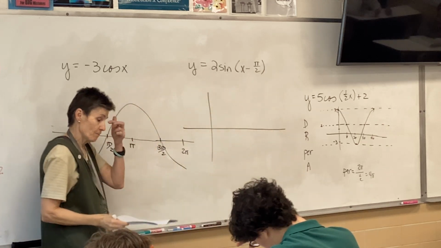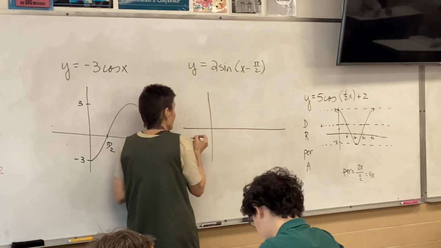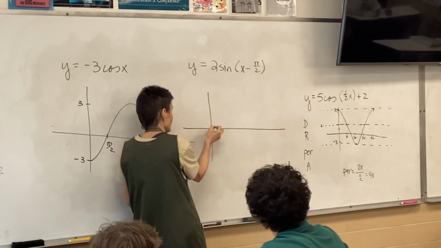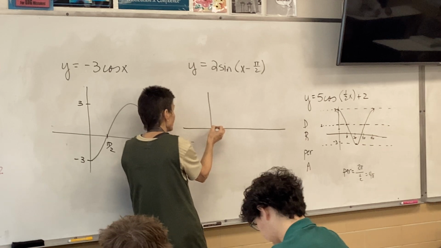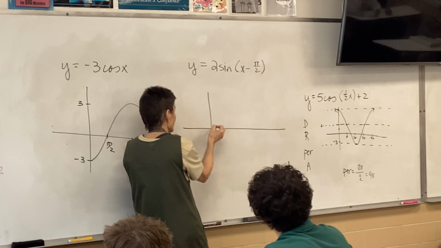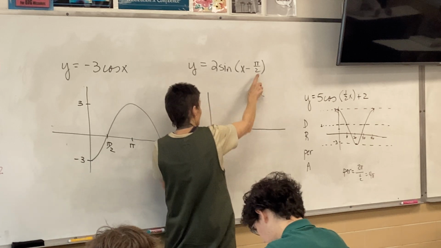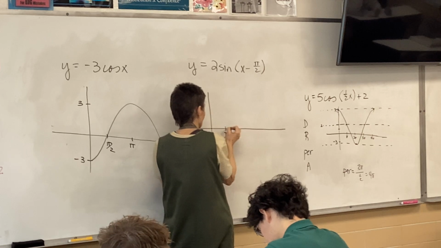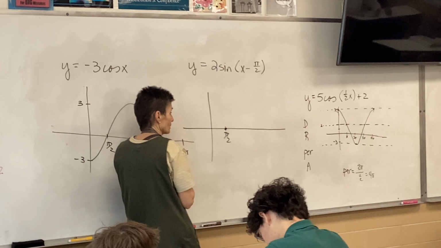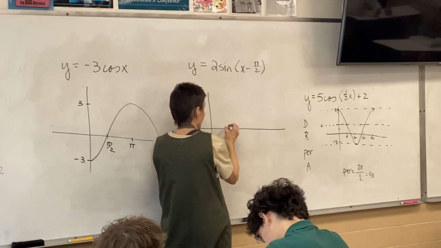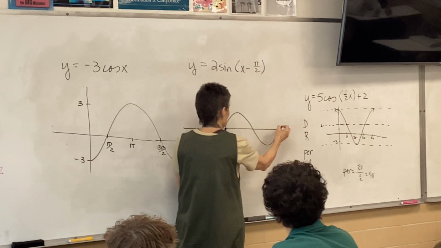Now, there's no vertical shift, so this is still gonna be my midline. But instead of starting at the origin, which is the normal starting spot for a sine curve, where am I starting? Pi over 2. And my sine's gonna go up like this.